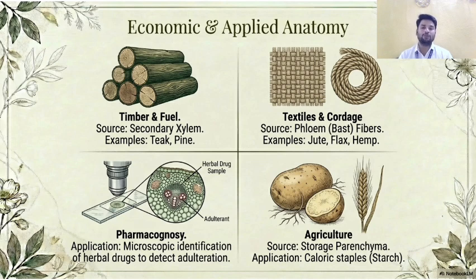Mostly secondary xylem is known as wood. When secondary growth takes place inside a plant body, the strongest anatomical part becomes wood. That is why the timber and fuel industry has a high demand, for example teak and pine wood. It is also helpful in the textile and cordage industry, for example phloem bast fibers, jute, flax, hemp for making rope, etc. Then pharmacognosy, microscopic identification of herbal drugs to detect adulteration, and agriculture, storage parenchyma, caloric staples, etc.